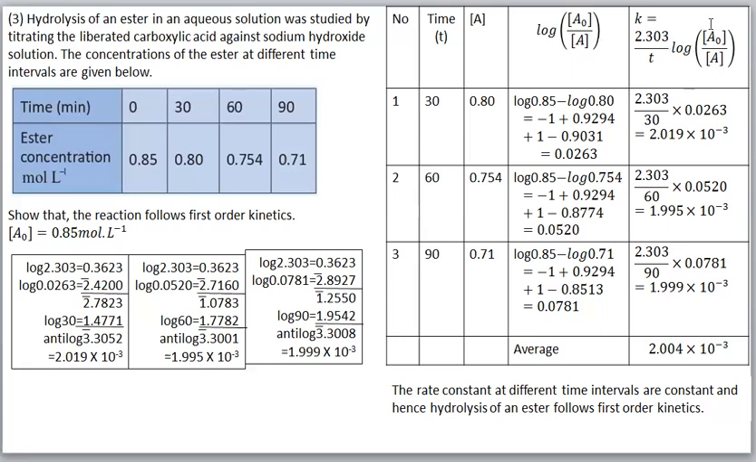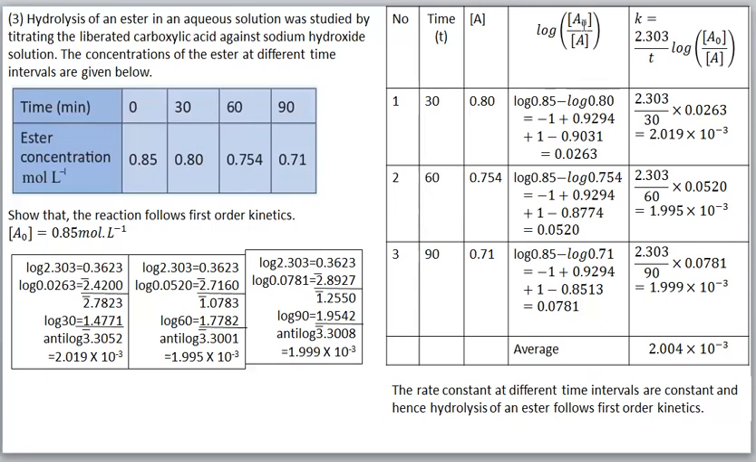Then the full formula we can write here. These are the readings given in the question. Time t: no need to write 0, because when t is equal to 0, the concentration is written separately as A0. So 30 minutes, time t in minutes. So here 30 we can write, then 60, then 90. Respective concentrations 0.80, 0.754, then 0.71.